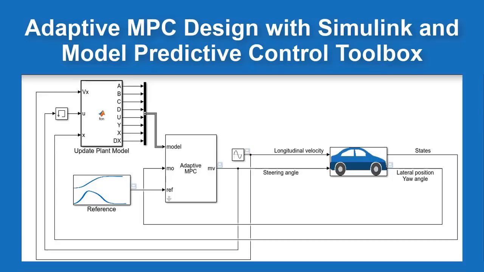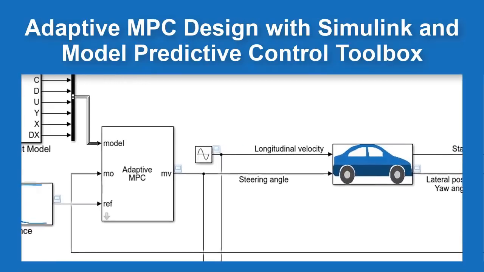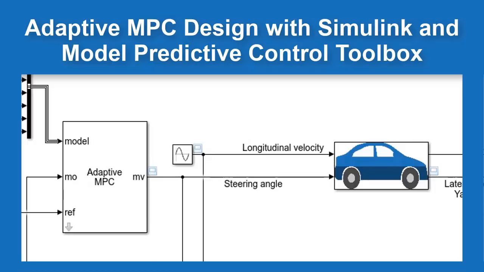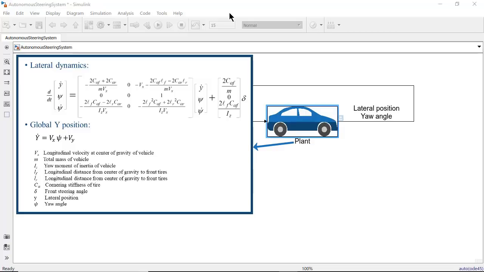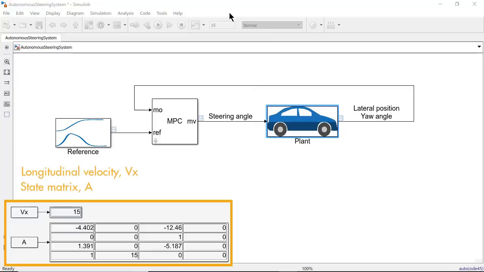In this video, we'll use adaptive MPC to autonomously steer a car whose lateral vehicle dynamics change with time due to the varying longitudinal velocity. In the previous video, we discussed the linear lateral vehicle dynamics and assumed that the car has a constant longitudinal velocity. So the plant dynamics didn't change and the state matrix A was constant. To control the system, we use a traditional MPC controller.